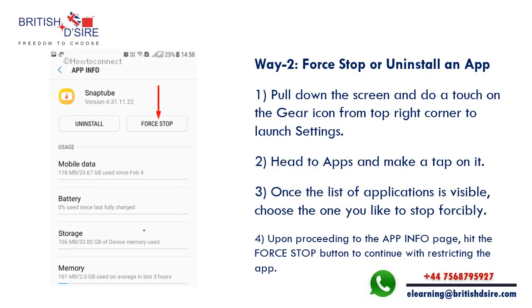Way 2. Force stop or uninstall an app. 1. Pull down the screen and touch the gear icon from the top right corner to launch settings. 2. Head to Apps and tap on it. 3. Once the list of applications is visible, choose the one you would like to stop forcibly. 4. Upon proceeding to the App Info page, hit the Force Stop button to continue with restricting the app.